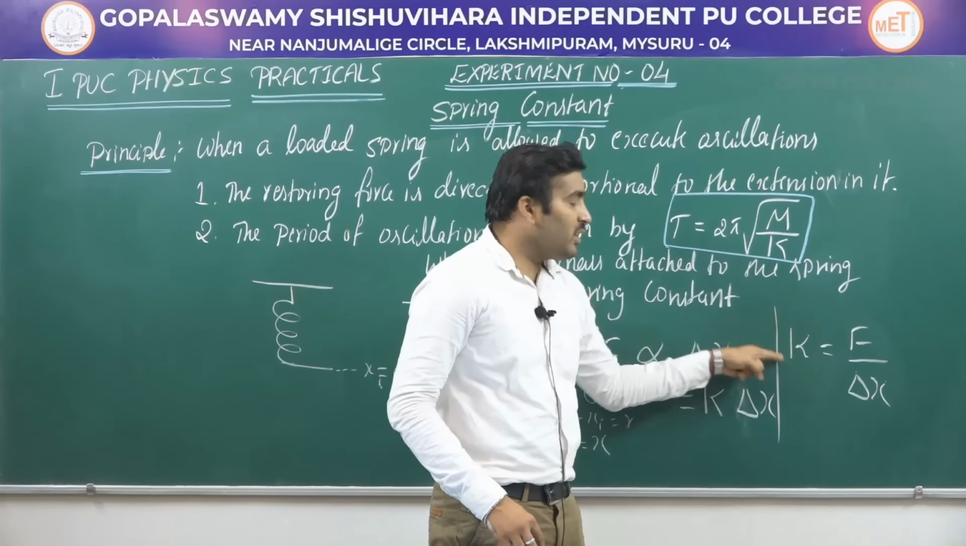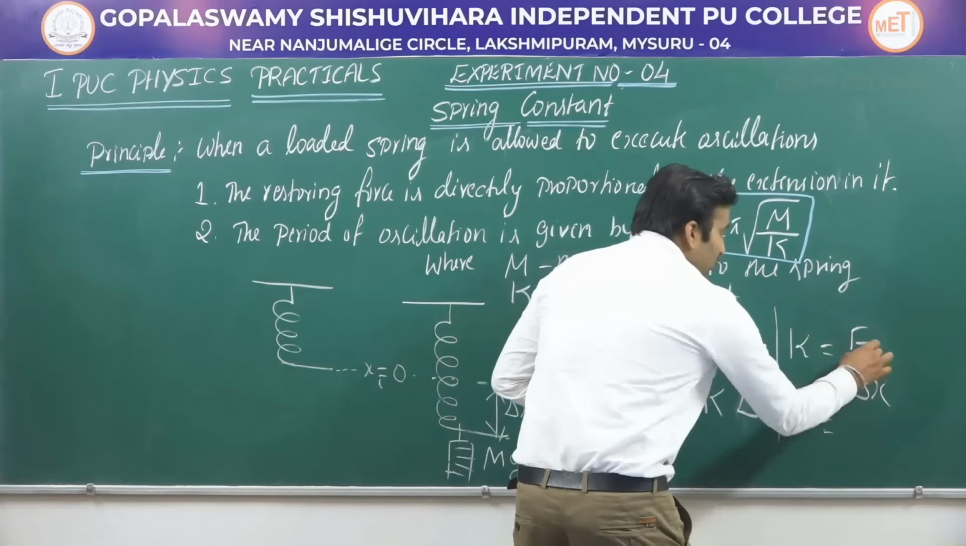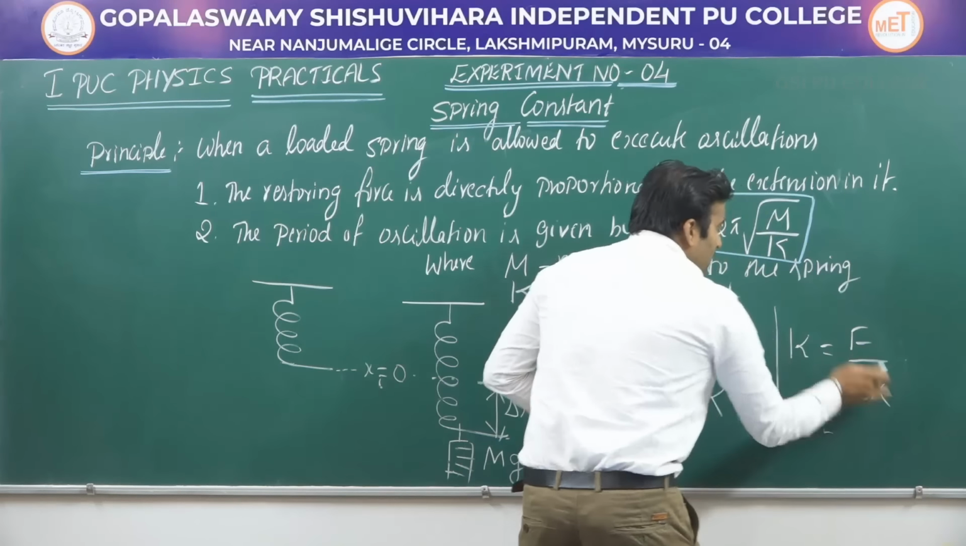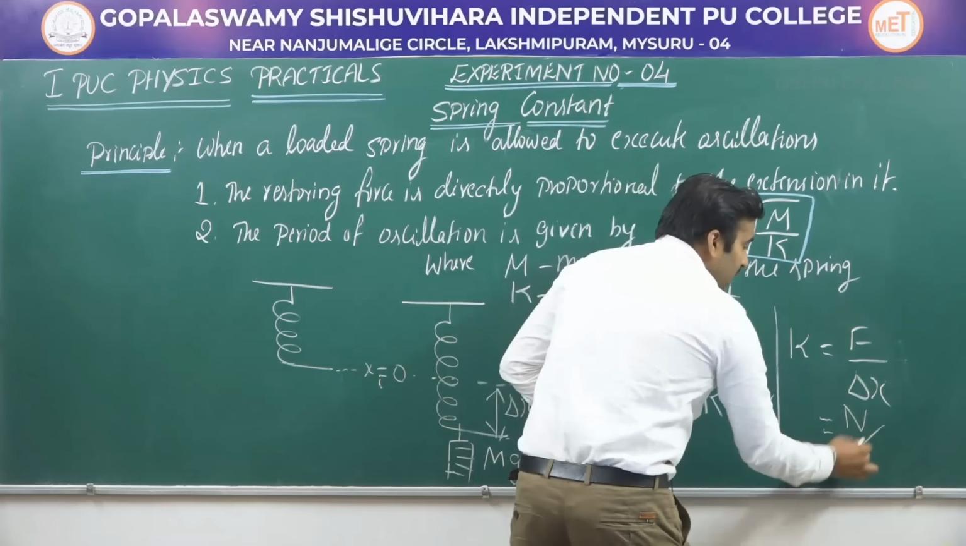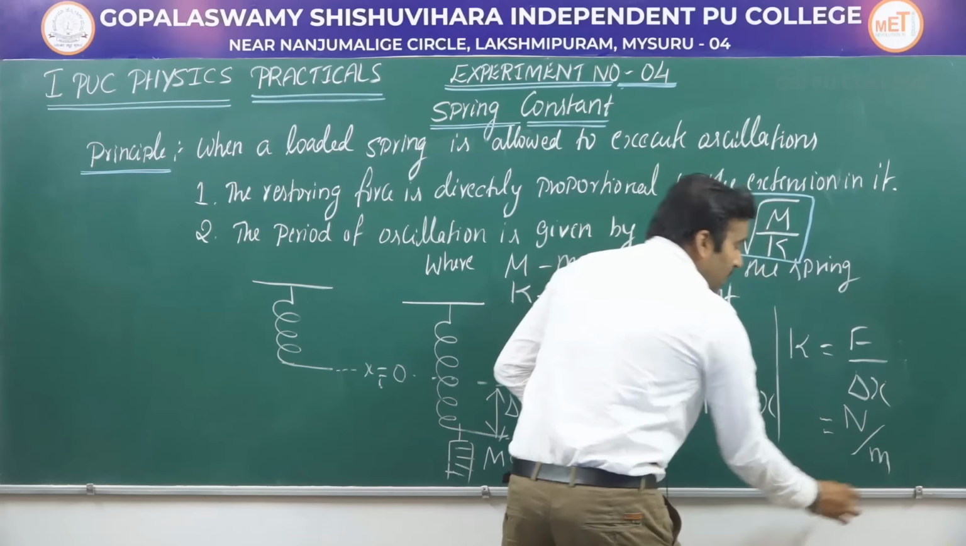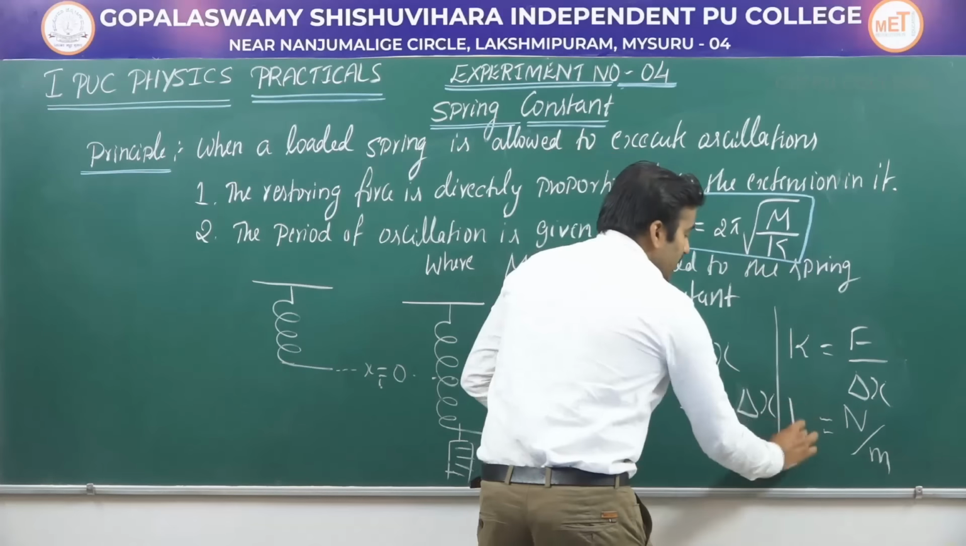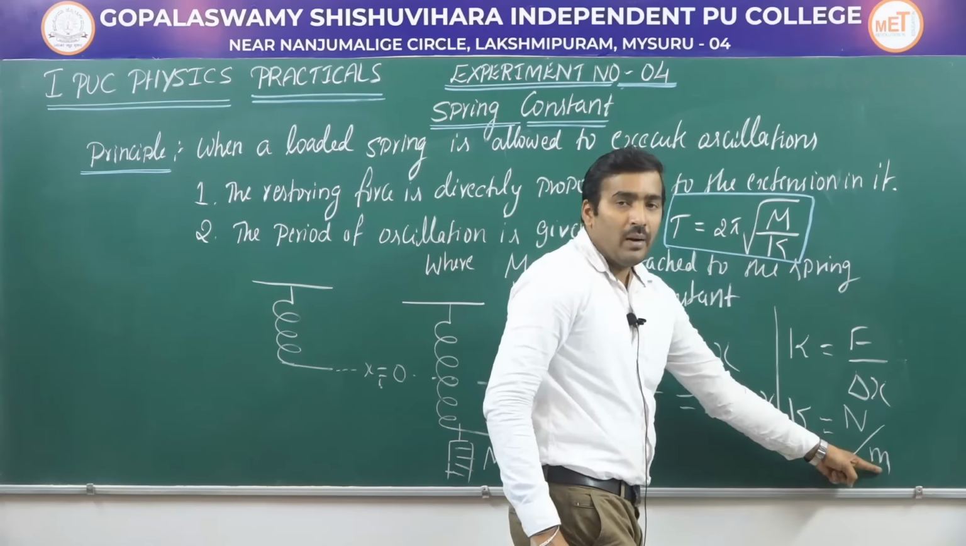Then what must be the unit of this k? See, if F is the force, then Newton is the unit of it, and extension is nothing but meter. Therefore, the unit of spring constant will be Newton per meter.